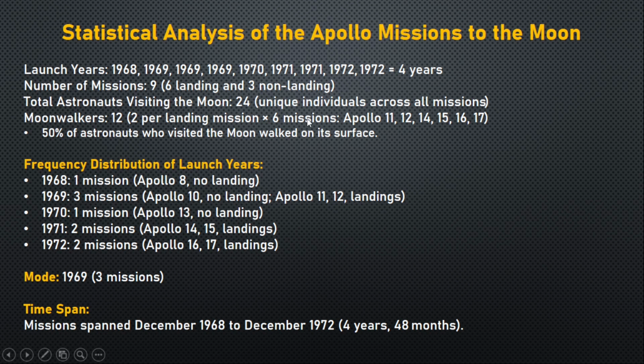Now, the astronauts that walked on the moon are 12 out of the 24. We call them the moon walkers. So just take note of that. There are only 12 of them that landed. That represents 50% of the astronauts that visited the moon.